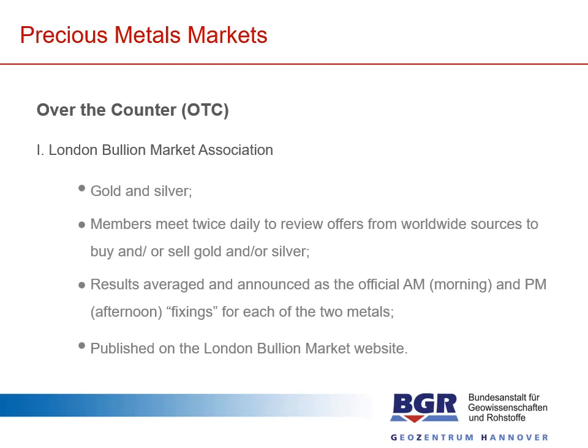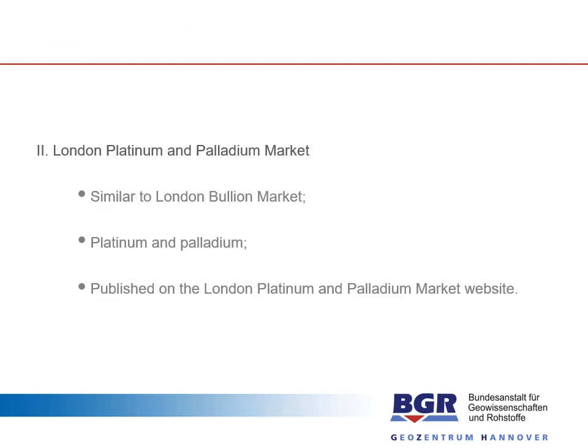The results are averaged and announced as the official AM in the morning and PM afternoon fixings for each of the two metals, and can be found on the London Bullion Market website. London is also trading platinum and palladium, as in New York. It works similar to the gold and silver London Bullion Market, but of course it's for platinum and palladium. And the prices are published on the London Platinum and Palladium Market website.